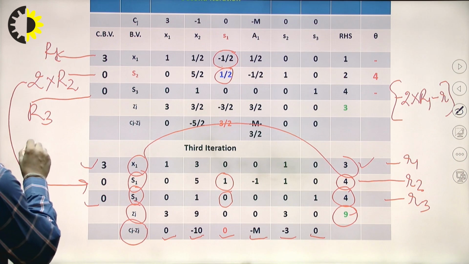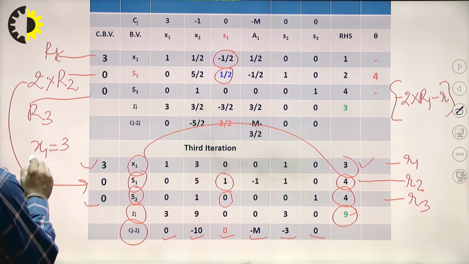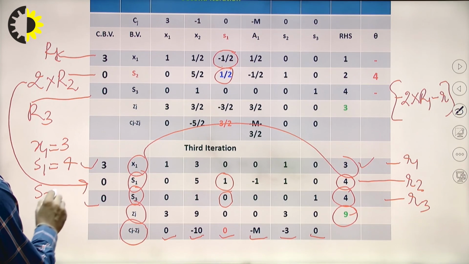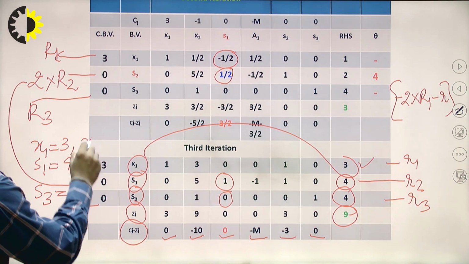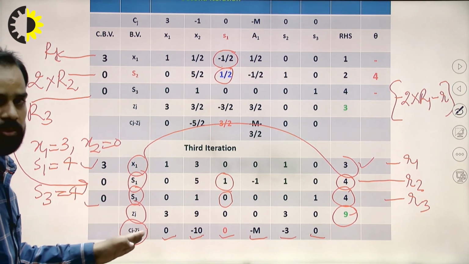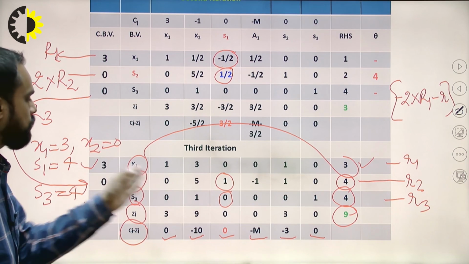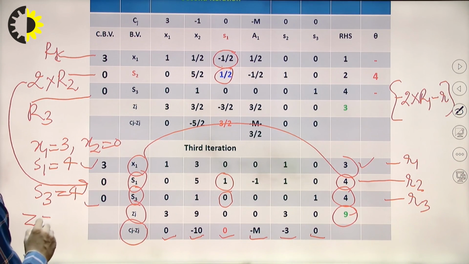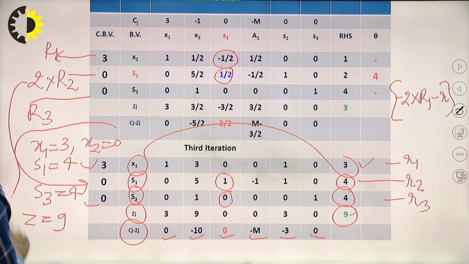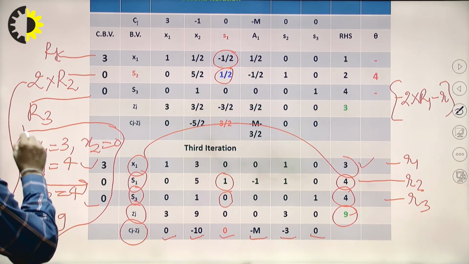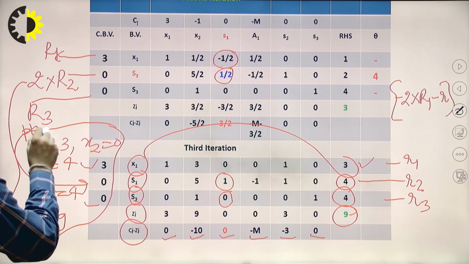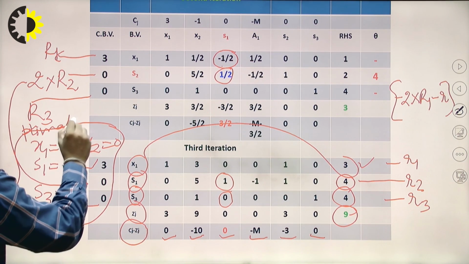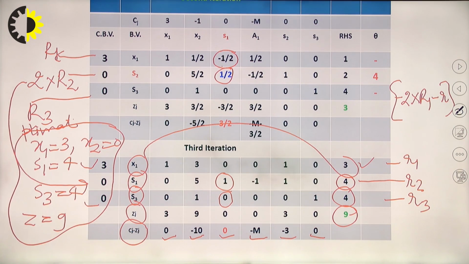Means x1 is equal to 3, s1 is equal to 4 and s3 is equal to 4, and x2 is equal to 0, because x2 is not part of the solution. At the time of solution, x2 is not part of the basic variables, that is why x2 is equal to 0 and the value of Z is equal to 9. That is the optimal solution.